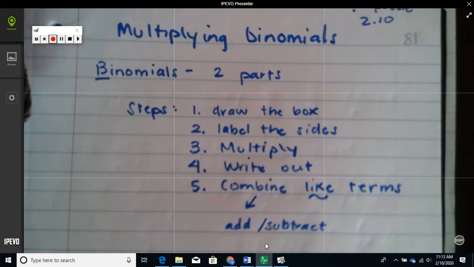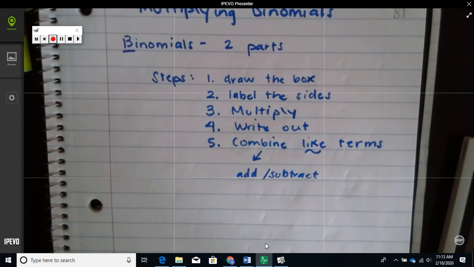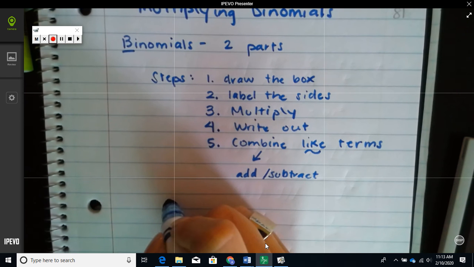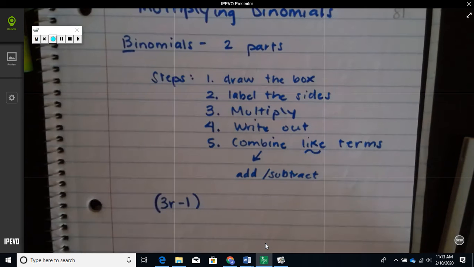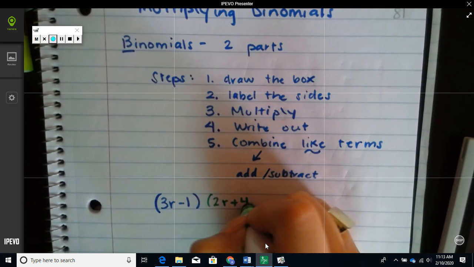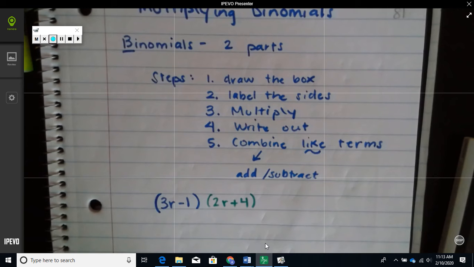Alright, so we'll start with this one. What was the one I did last time? Not that it really matters, but alright, so we'll start with that one.